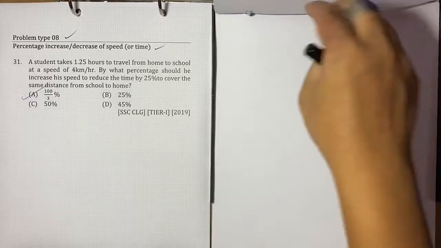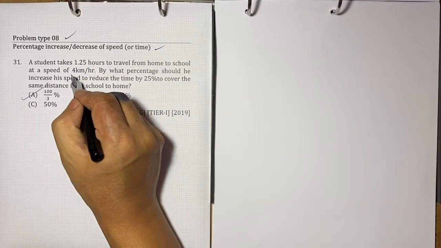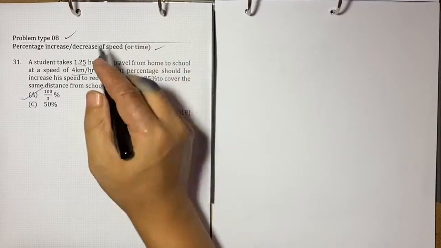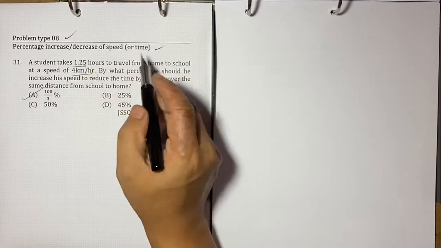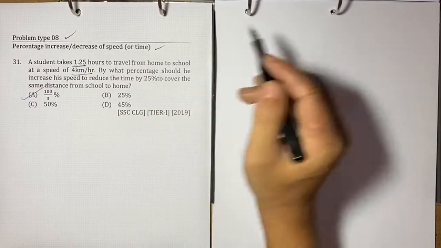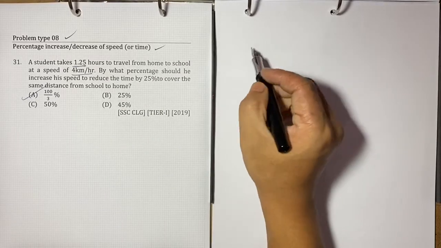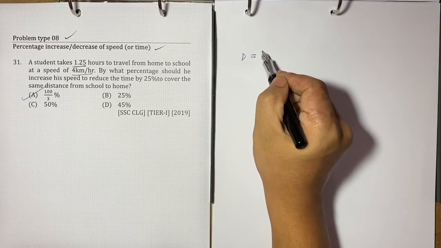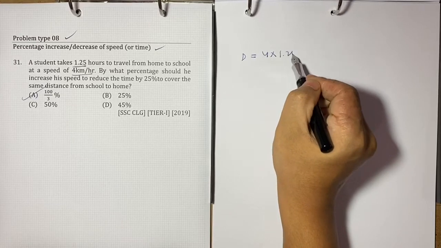So in this case, it's a particular problem. Let's solve it using the information given. Home to school is the same distance, and distance equals speed into time. Speed is 4, time is 1.25, so the distance is 4 into 1.25.